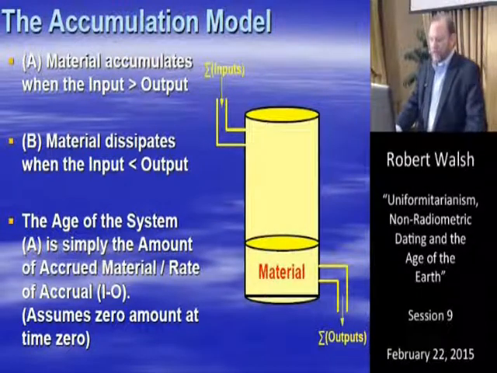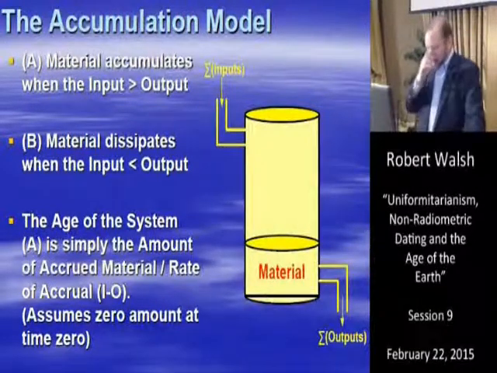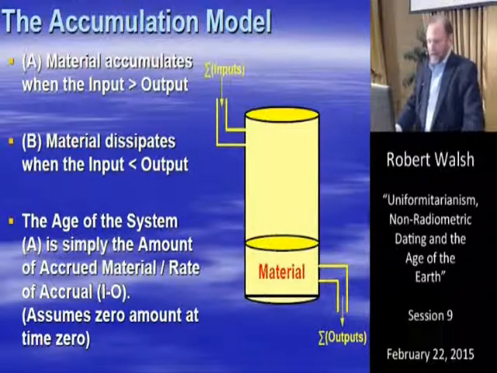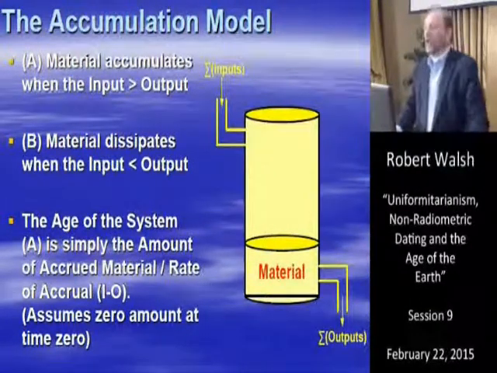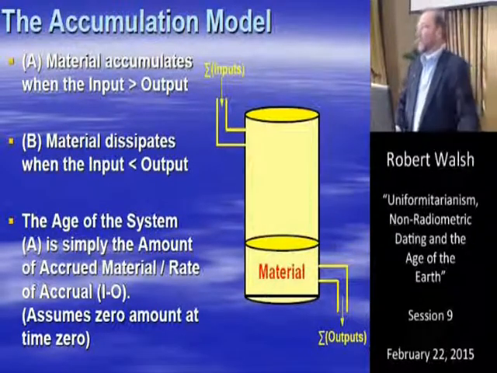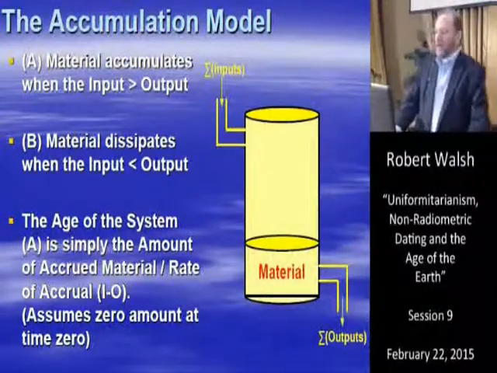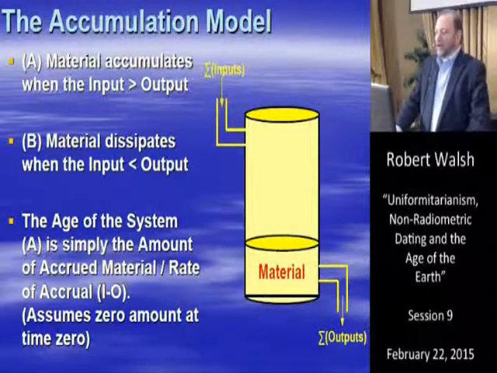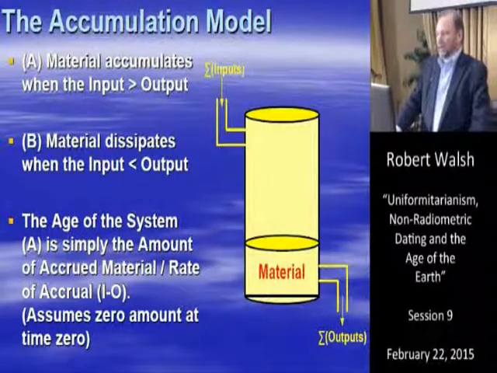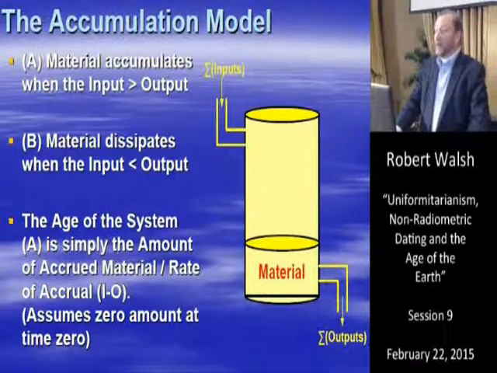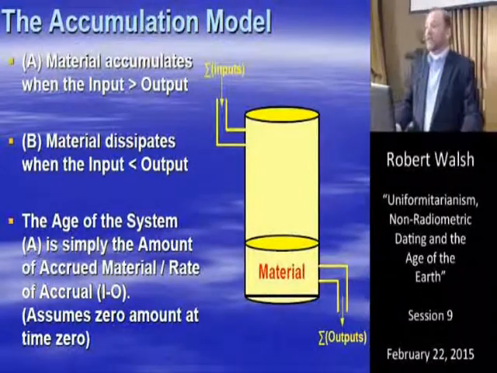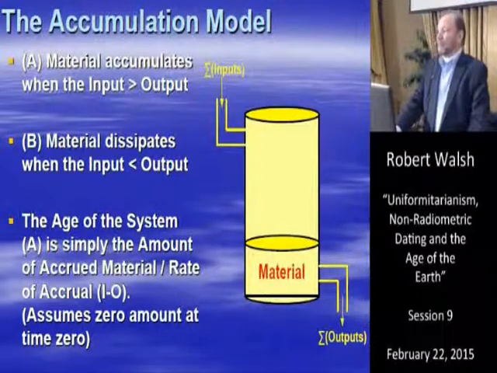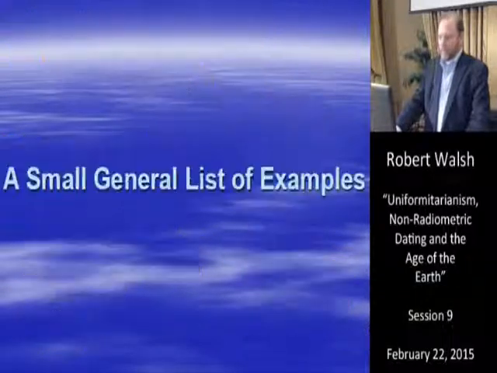The age of the system is simply the amount of accrued material divided by the rate of accrual, and for sake of simplicity, it's generally assumed that we started with zero amount. Okay, so this is typically how the accumulation models work. You measure the rate at which they're accumulating, you measure how much material is there, and you can determine the age of that particular system. Okay, so let's take a look at some of these guys.